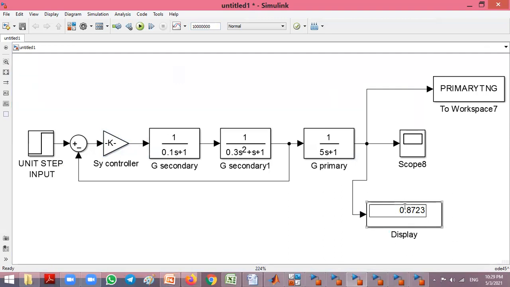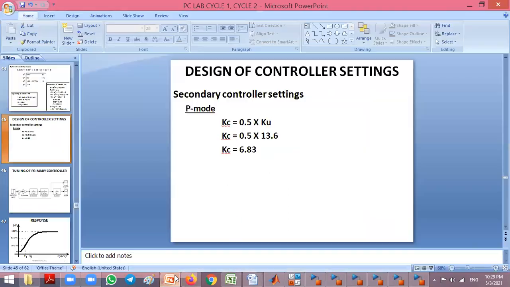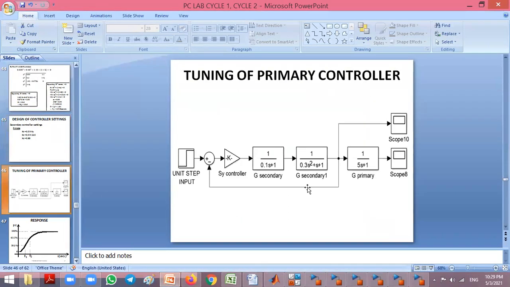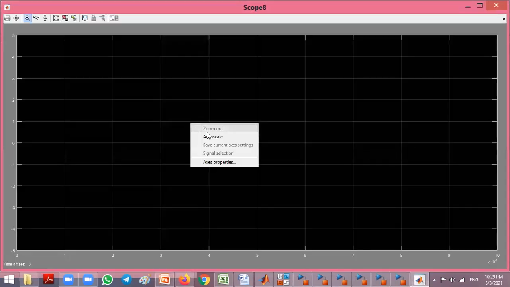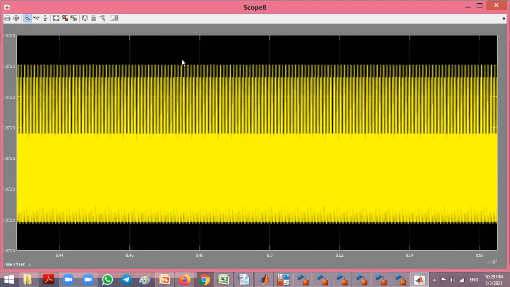Without a display, it will be difficult, so you add a display. In the block diagram, I have not shown the display here, so you add the display. Then you can see the graph there. After finding the primary, you will be having an S-shaped curve. See, auto scale.